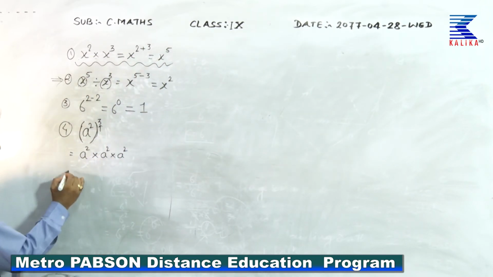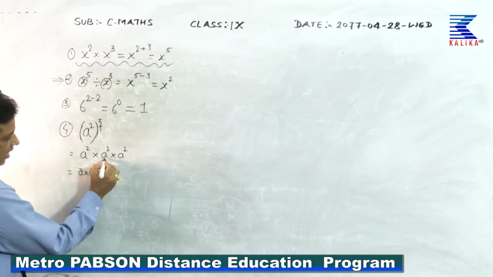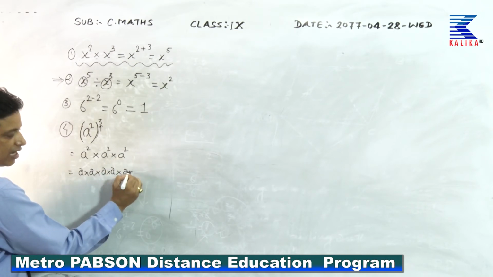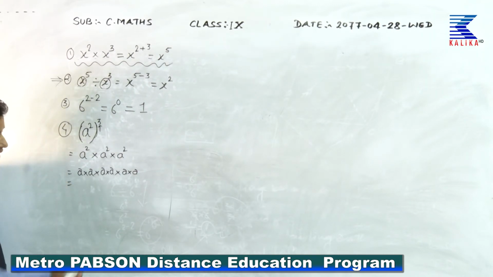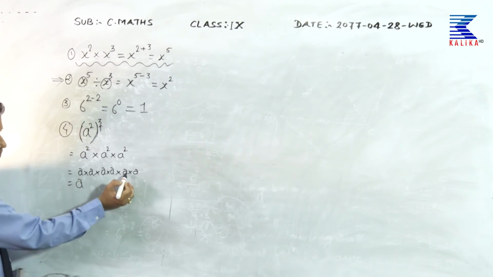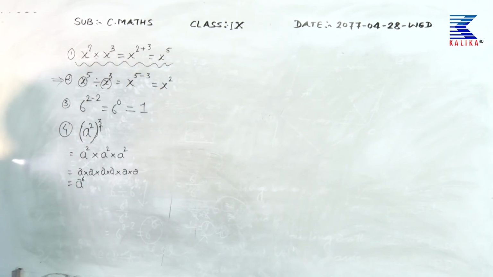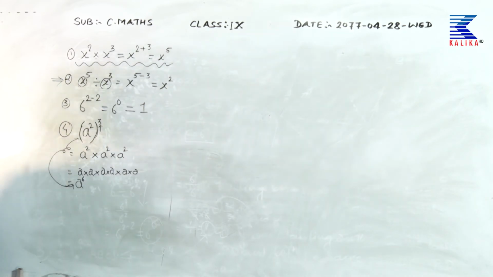But before that, let me do it differently. As you learnt in junior classes, a square is a times a, second a square is a times a, third a square is a times a, and this way finally what result you can write, a to the power 1, 2, 3, 4, 5, 6, a to the power 6. This is the result. So, we got the result a to the power 6 when we used the basic concept of simplification.